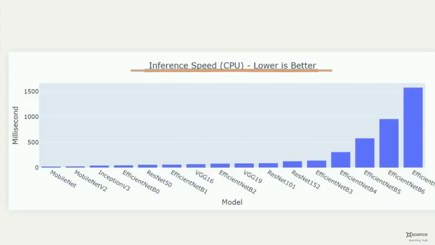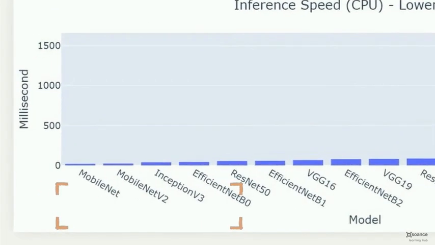This graph plots CPU inference time, the milliseconds required to process a single batch. This data reveals the performance bottleneck associated with high-accuracy models. EfficientNet B7 requires over 1,500 milliseconds per step on a CPU. In contrast, smaller models like EfficientNet B0 and MobileNet on the far left execute 10 times faster.